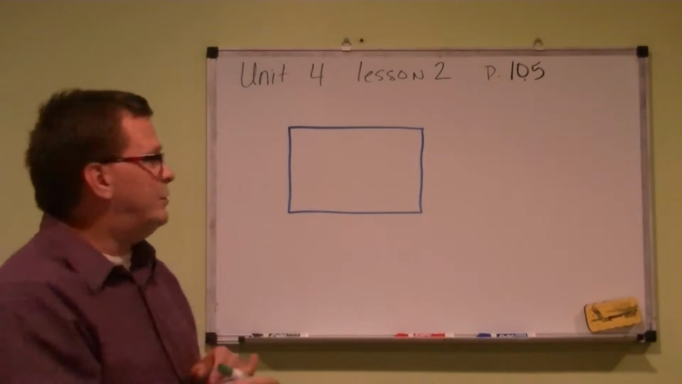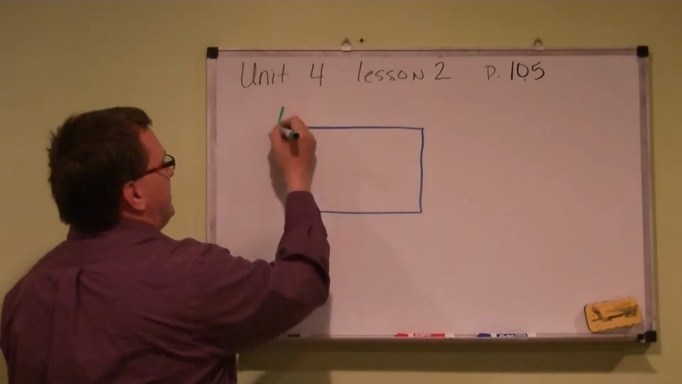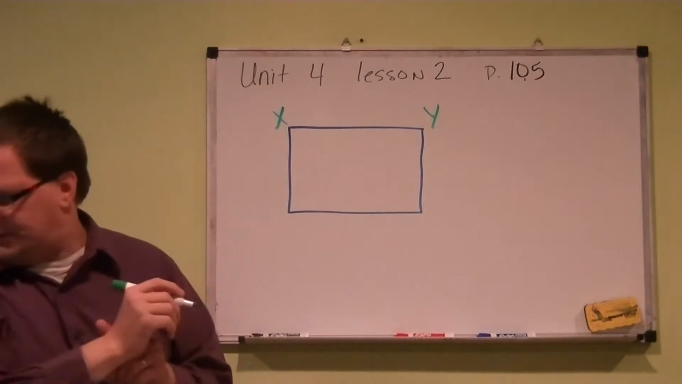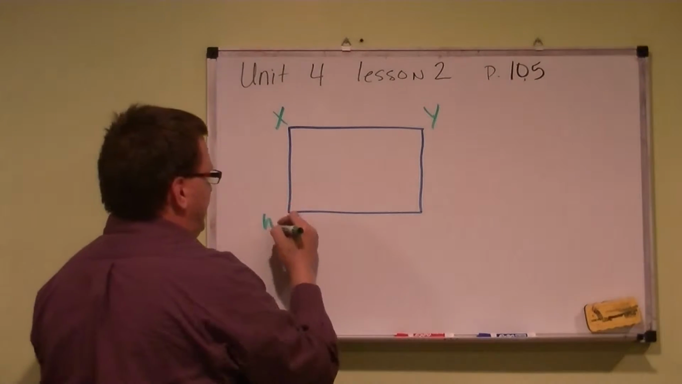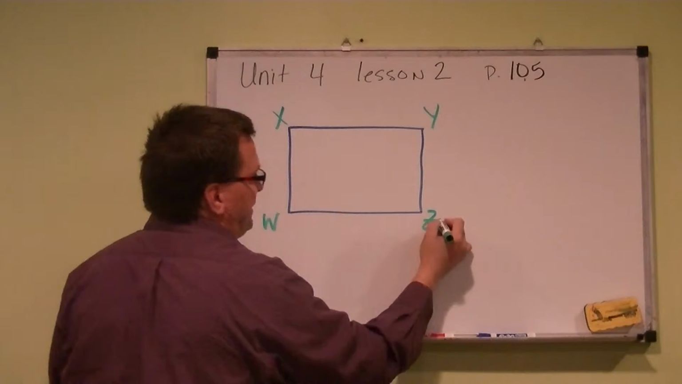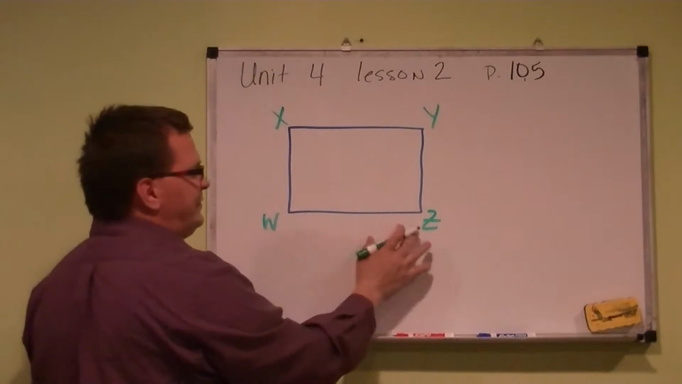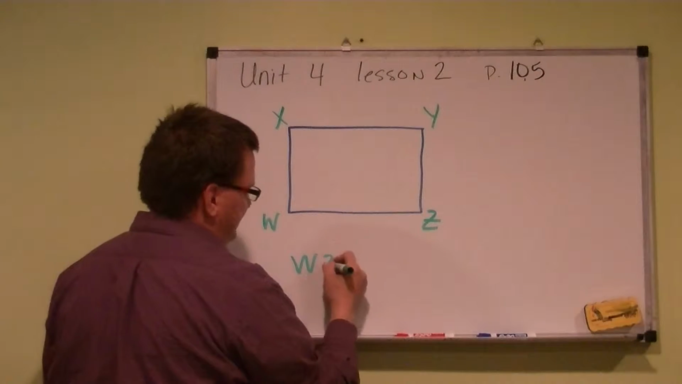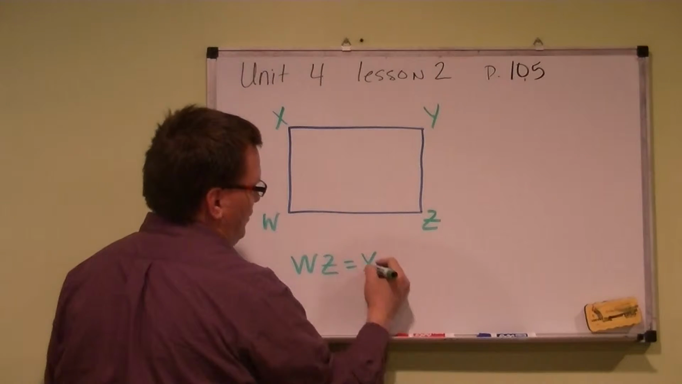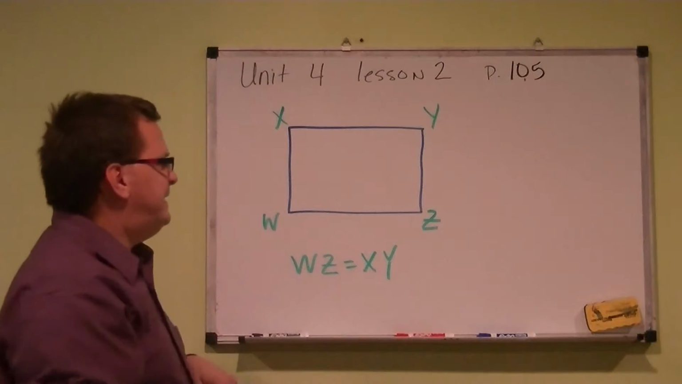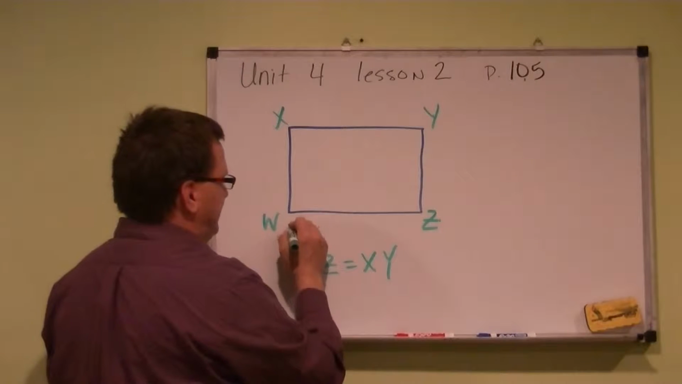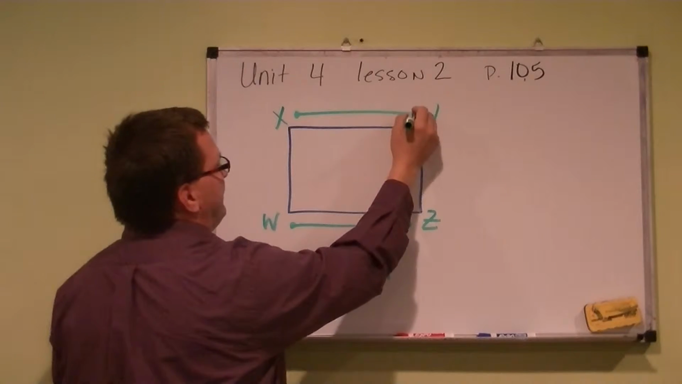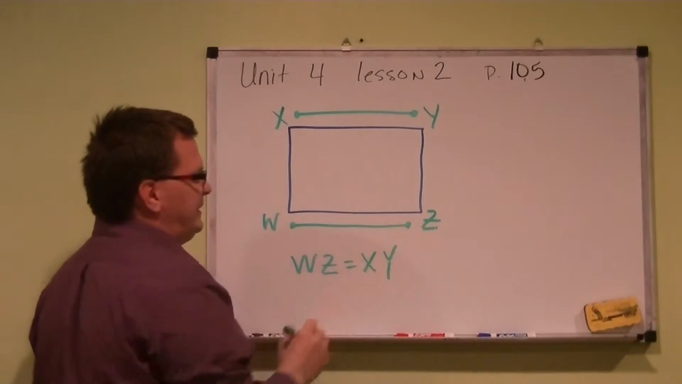So in the vertices, or the corners, you can put a capital letter, like X, Y, and, oh, I forgot W. X, Y, and W, and Z. And we can say WZ is equal to XY. So WZ is equal to XY. The reason why we can say that is this line right here is also the same line as this line right here, and that's XY and WZ.